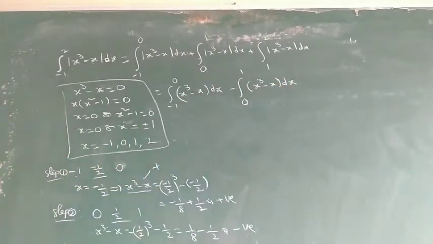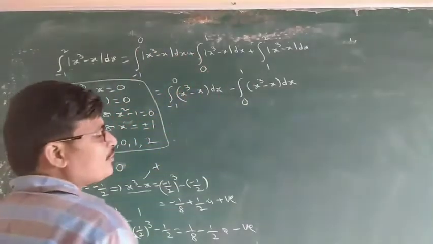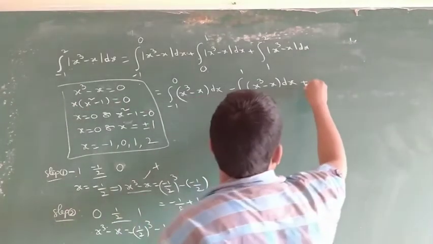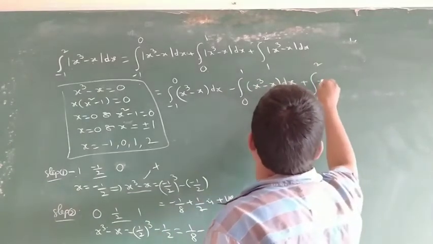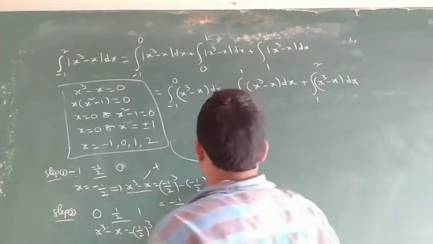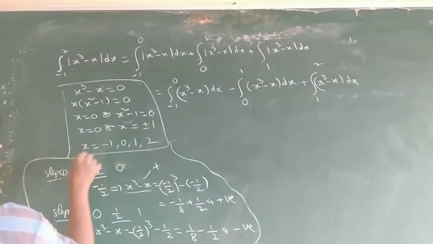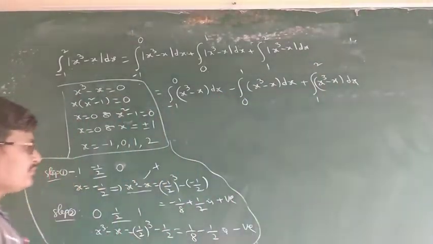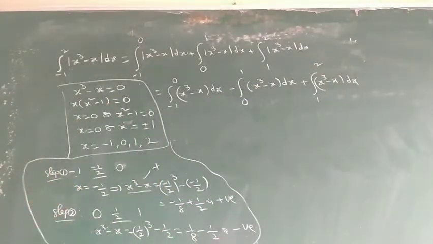Next, the same way, 1 to 2. In between 1 to 2, take one value, 3 by 2. 3 by 2 cubed minus 3 by 2 is also positive. 3 by 2 whole cube is 27 by 8, and 1.5 is positive. So plus integral 1 to 2 of x cube minus x dx. This is the procedure of how to decide minus and plus. Okay.